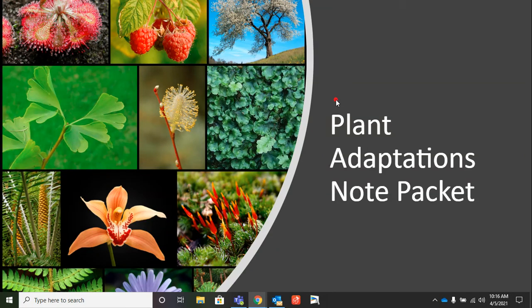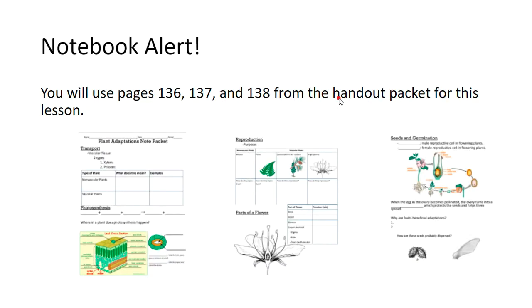So today we're going to fill in our plant adaptation notes. We will be using packet pages 136, 137, and 138 from our packet. If you haven't done so already, go ahead, cut these out and glue them into your notebook. You can use the table of contents to help you figure out which packet page goes on which notebook page. So let's start back at the beginning.